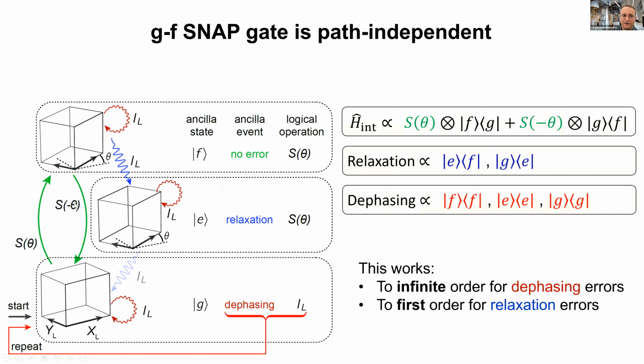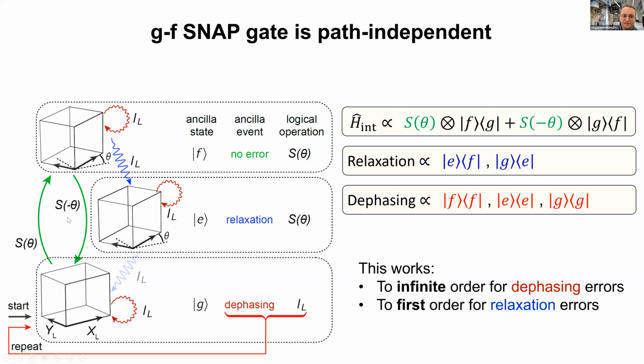So the green arrow here is the snap operation, which applies the operation S theta. And the transition from F to G is just the Hermitian conjugate, so it applies the operation S minus theta. So you can see that any closed loop from G to F gives you S theta and then S minus theta, so you get the identity. And this is, of course, a fundamental requirement for path independence.